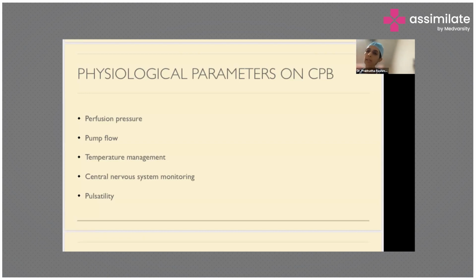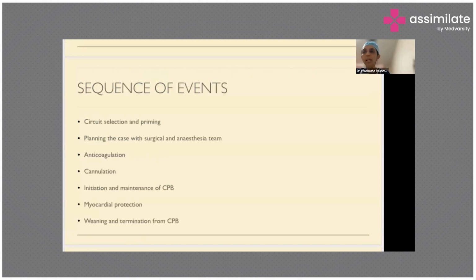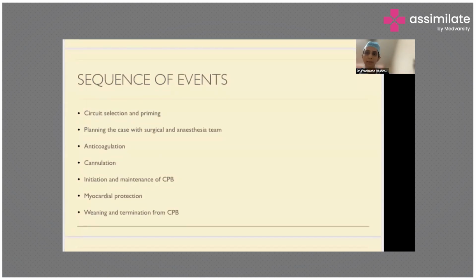Also, there will be central nervous system monitoring by the anesthetist to make sure that there is no hypoperfusion of the brain. And also pulsatility. We believe that a pulsatile cardiopulmonary bypass is more beneficial to the patient, and so the pulsatility is maintained.